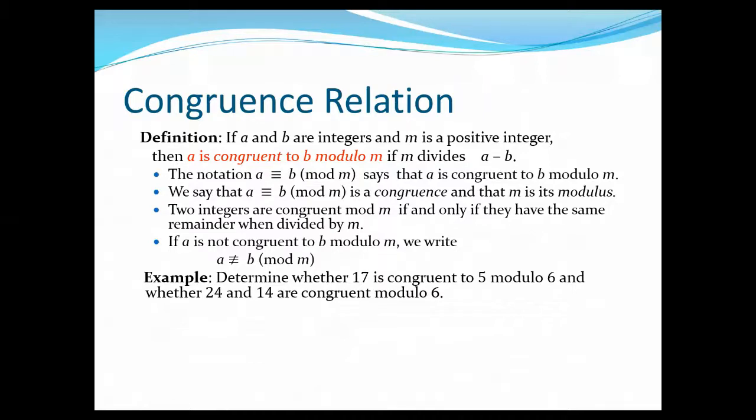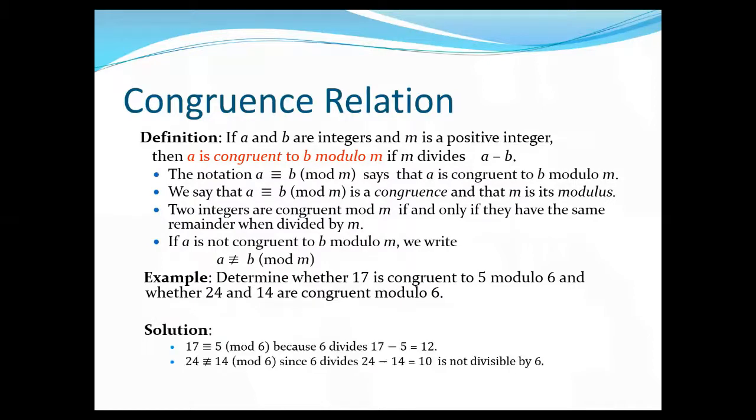So let's answer the first. 17 is congruent to 5 modulo 6. So we subtract 5 from 17, and we have 12. And then we divide by 6. Is it a whole number? Is it an integer? Yes. So therefore, 17 is congruent to 5 modulo 6, since when we subtract 5 from 17 and divide by 6, it gives us an integer. So we have a congruence relation.